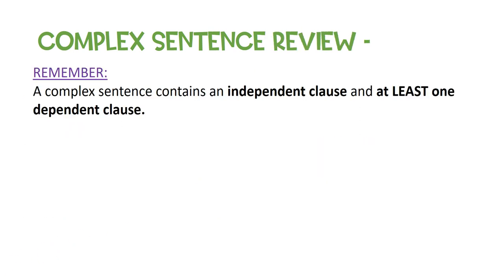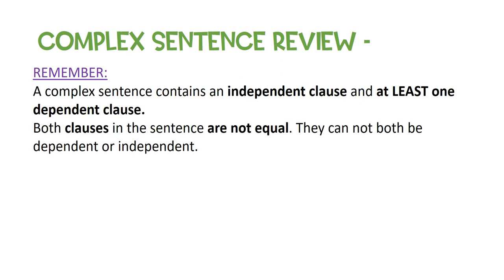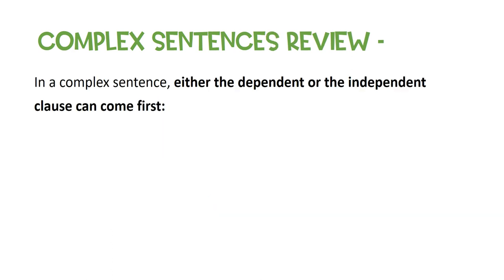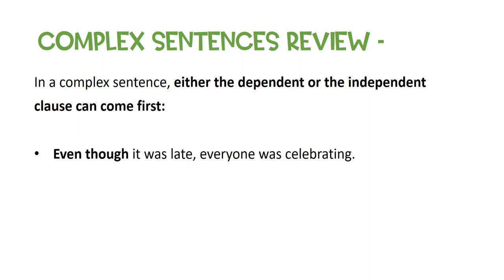So in review, let's remember that a complex sentence contains an independent clause and at least one dependent clause. Both clauses in the sentence are not equal. They cannot both be dependent or both independent. For example, she planted the flowers, that he enjoyed smelling, are two different ideas. They are not equal. In a complex sentence, either the dependent or the independent clause can come first.